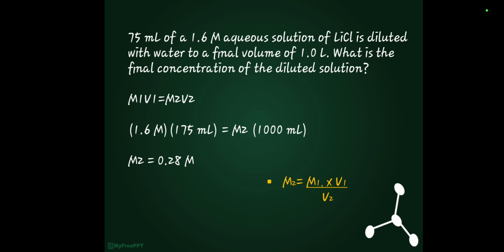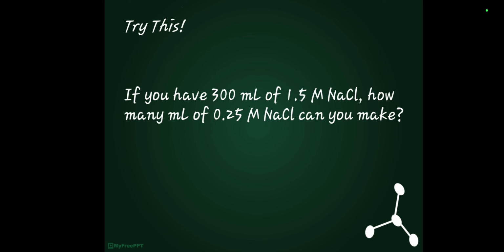Okay, so it's the same as problem 1. I just elaborated on it. Okay? So for me to assess if you get the point of the calculation, let's try this. I want you to put this on your yellow paper, then take a picture of it, then send it to me by direct message for your quiz for today. Okay, try this. If you have 300 ml of 1.5 M sodium chloride, how many ml of 0.25 M sodium chloride can you make?